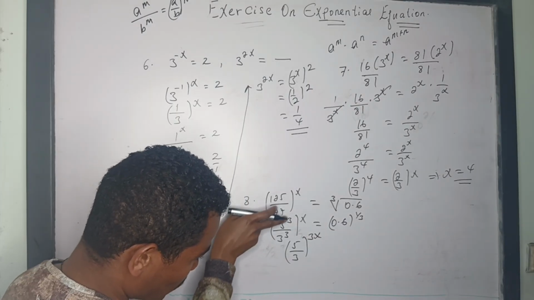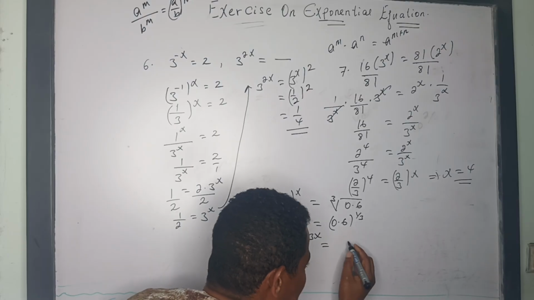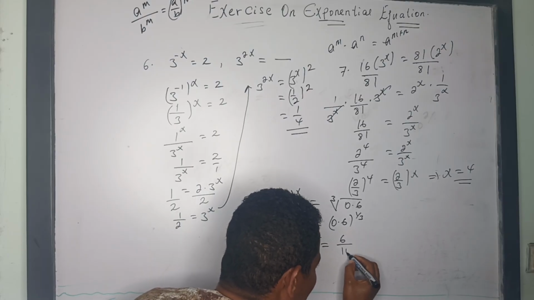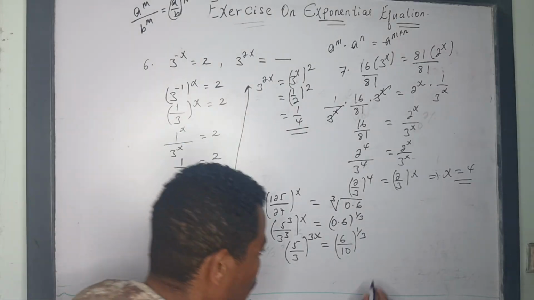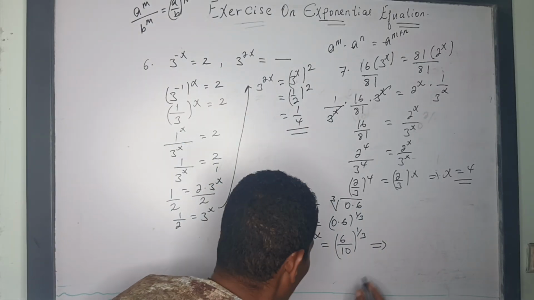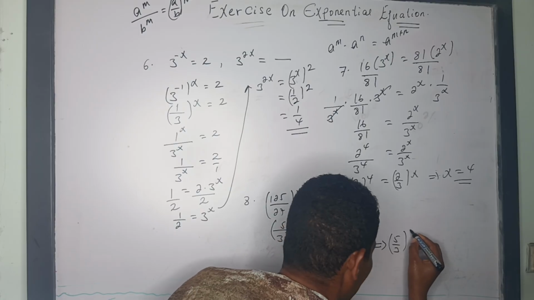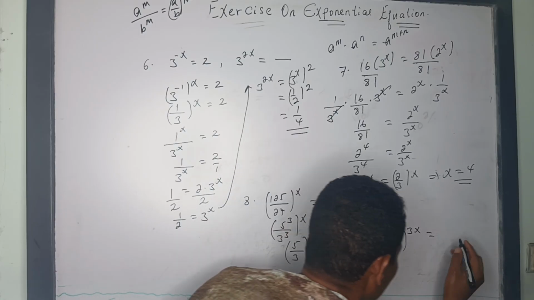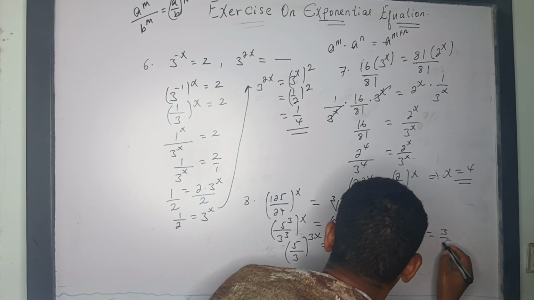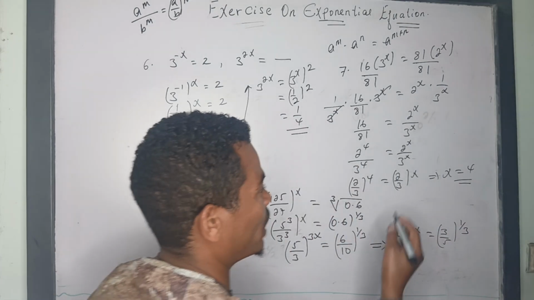The exponents are the same. Okay, so (5/3)^(3x) = 0.6 is the same as 6/10 to the power of 1/3. So this is the same as (5/3)^(3x) equals, dividing by 2, (3/5)^(1/3). Here, what is the reciprocal?